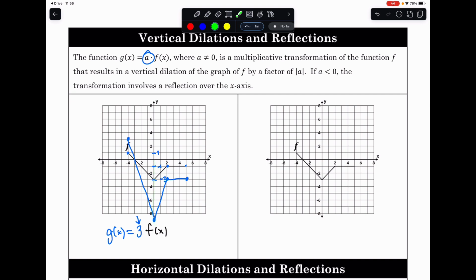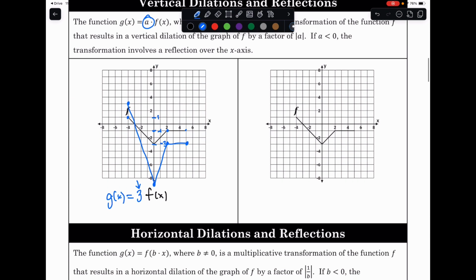Now let's say that I'm multiplying by a number that is a negative number. So I want to create this function g, and I'm multiplying by -3 this time.